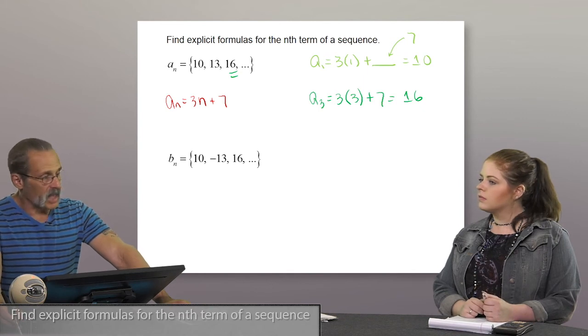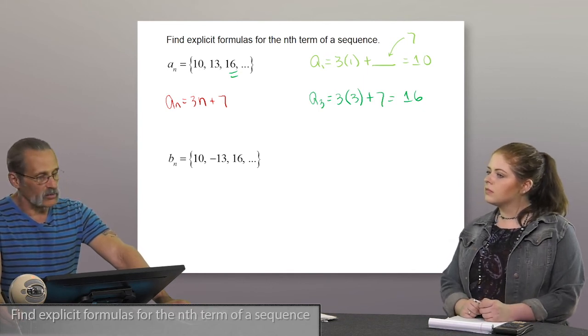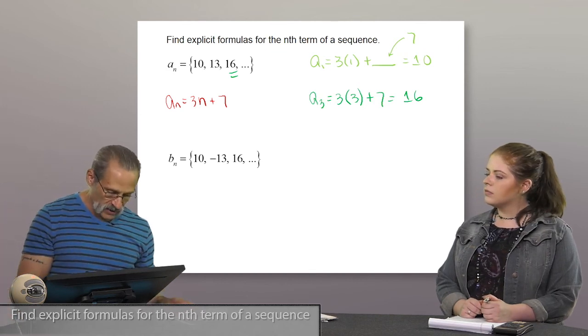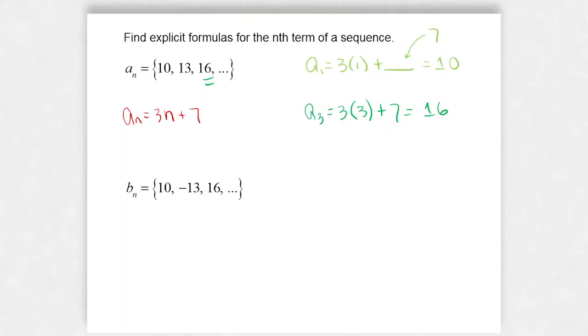You look at b sub n and you say that's nearly the exact same situation. It's just you have alternating signs. So when you have alternating signs, the thought process is to first generate the formula, which we did. That's 3n plus 7. And that will generate the absolute values of the terms, the 10, the 13, the 16. Then to alternate the sign, to go from positive to negative and back again, you multiply by either negative 1 to the n or negative 1 to the n minus 1.